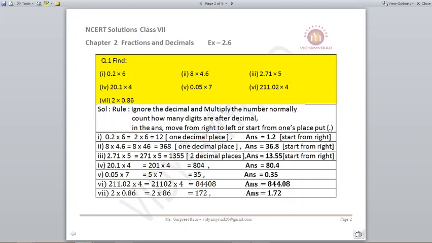So what is 2 into 86? 172. How many places? 2 places. So 2 and 7, 2 places. Put a decimal, write 1. Your answer is 1.72.